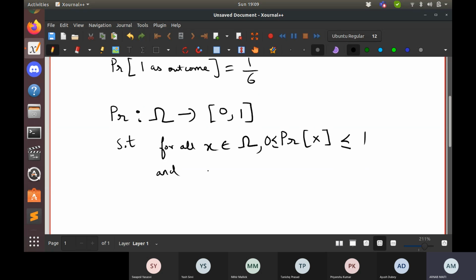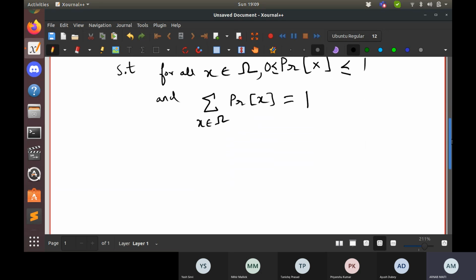And if you sum over all elements in the sample space, then the summation of all such probabilities should be equal to 1. This is what we learned in our 11th and 12th class, and your problems were mainly based on these basic things. Obviously, you had many theorems like Bayes' theorem and all. We won't be touching those today, but we'll be touching different stuff.